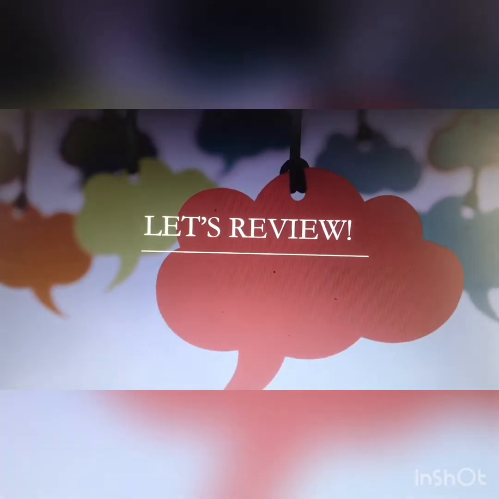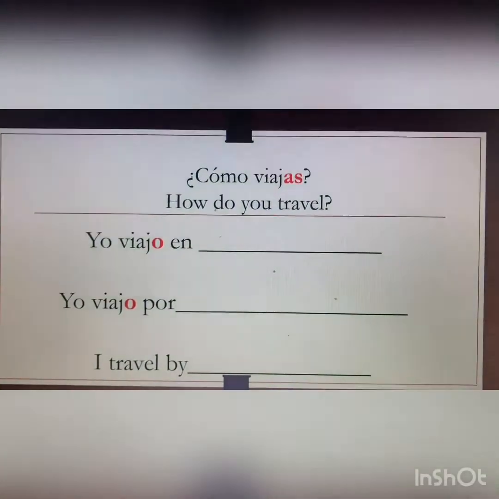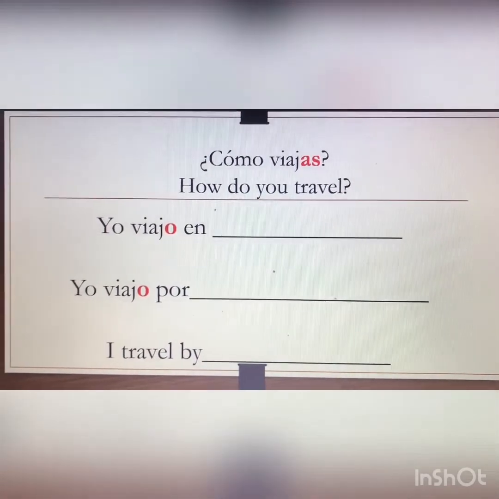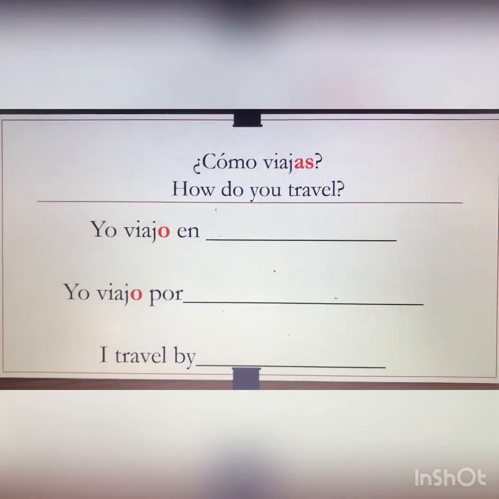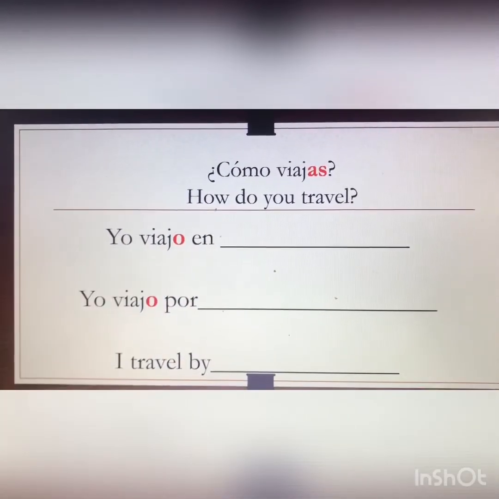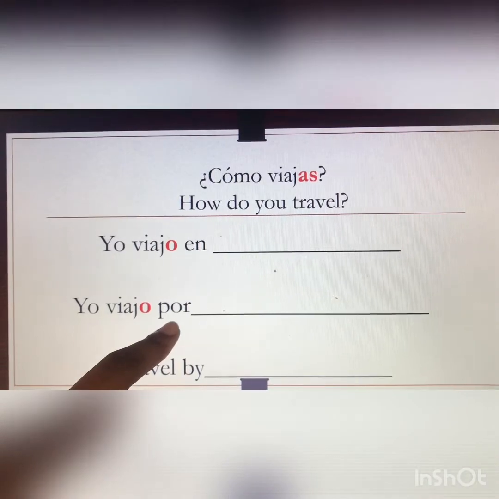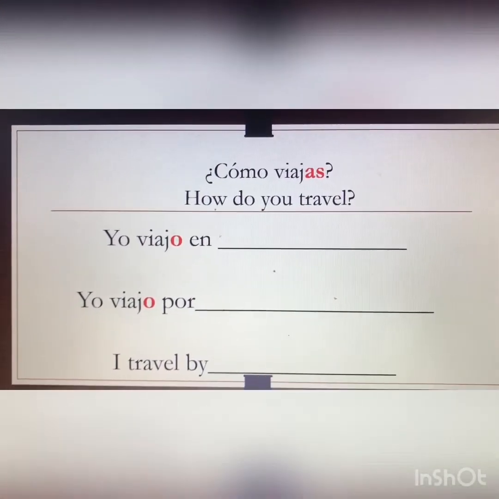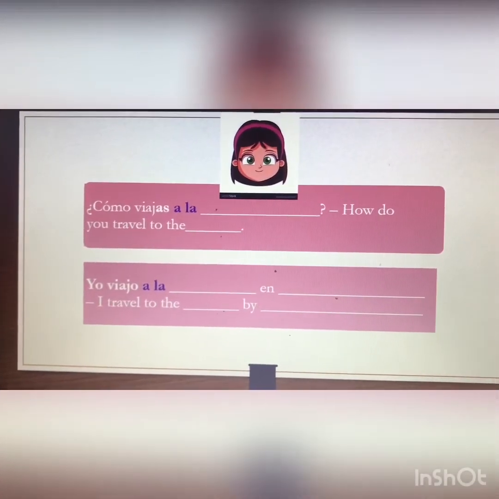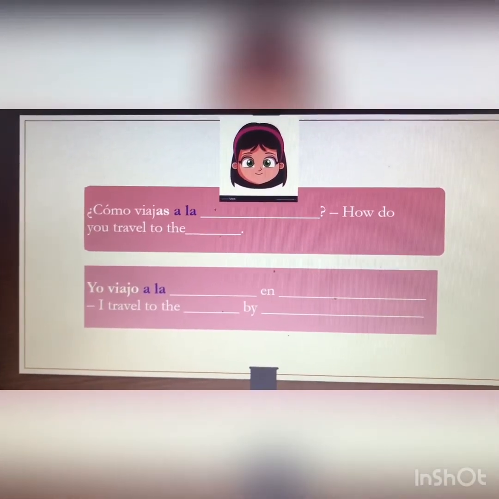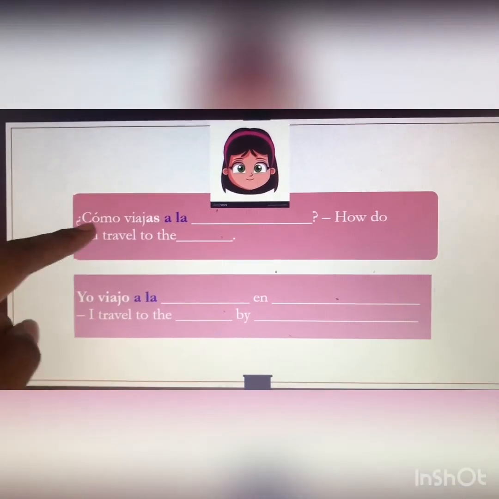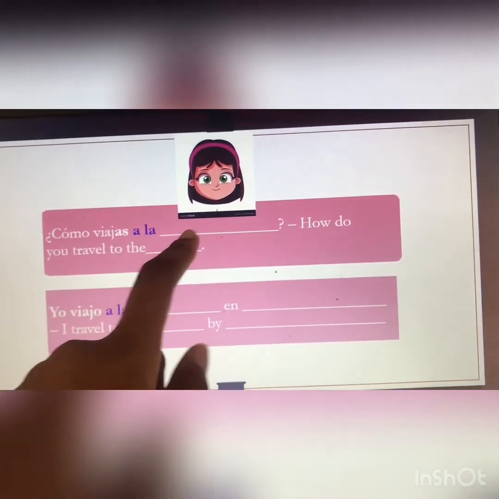So let's review everything. When you want to find out how somebody travels in general, you will say, ¿cómo viajas? Meaning, how do you travel? To respond, you can either say, yo viajo en, or yo viajo por, meaning I travel by. Now, if you want to find out how somebody travels to a particular place and the place is feminine, this is your question and response. You will say, ¿cómo viajas a la? Then you put the place.